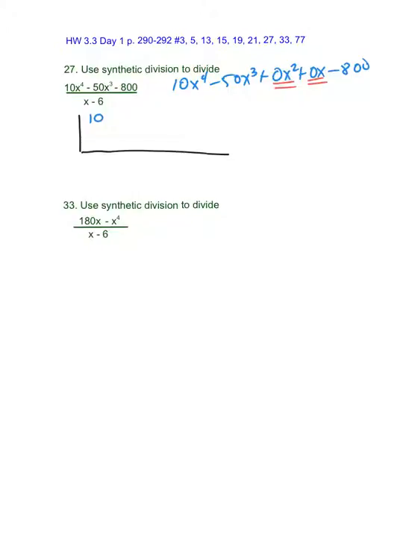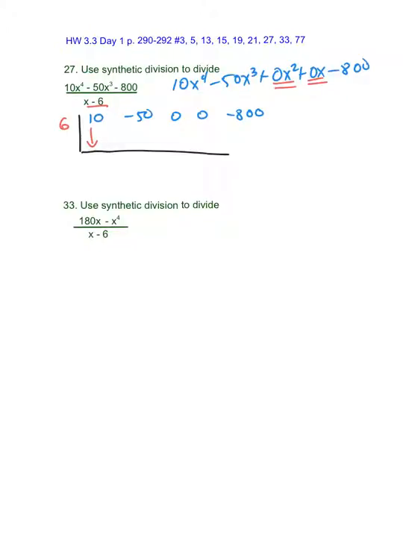So we're going to have 10, negative 50, 0, 0, and negative 800. And then on the outside of the L, we put, in this case, 6. If it's x minus 6, we put 6. If it's x plus 6, we will put negative 6. So we're going to start our synthetic division. I'm going to draw an arrow.